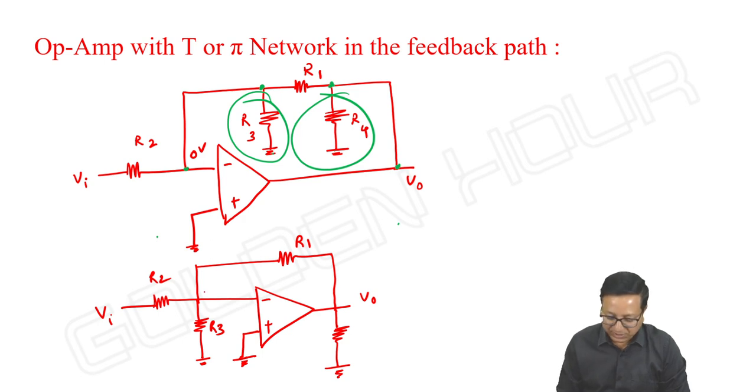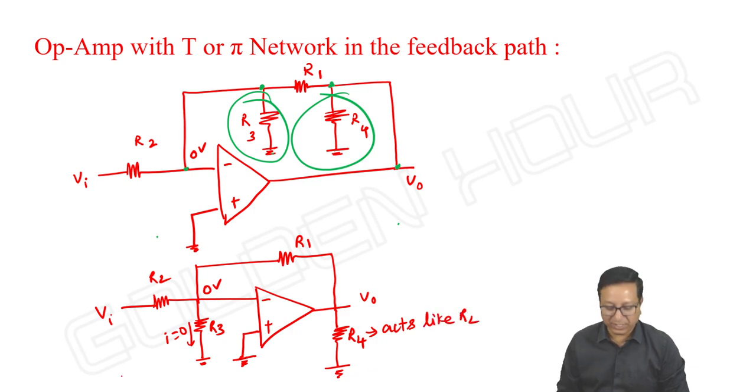So now due to virtual short it is 0. R3 can be eliminated. No current is possible through this. We can eliminate R3, and R4 is nothing but the load resistor. Acts like load. So is it necessary to worry about this R3 and R4? Nothing to worry about them. We can just discard them.